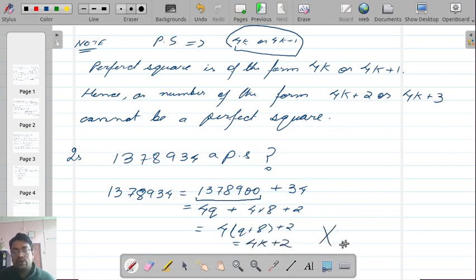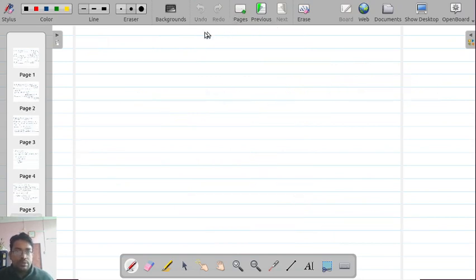So it is not a perfect square, because if it is a perfect square, it has to be of the form 4k or 4k plus 1. So a number of the form 4k plus 2 cannot be a perfect square. So this is one possible application of this. Another problem that we can do is the cube of any integer.